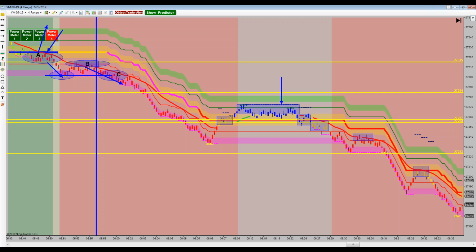So how many entries were there? Yes, of course it's yes. I mean, you could make the case that after letter B, there were 1, 2, 3, 4, 5, 6, 7 entries, spots you could have taken shorts. The trend was down, you were only taking shorts, and there were several spots you could have taken it.